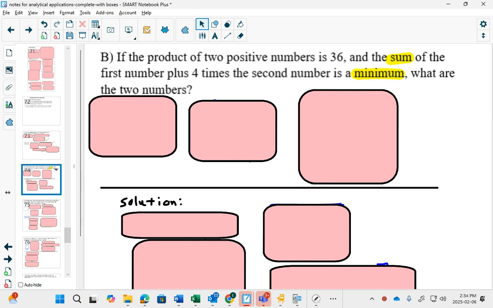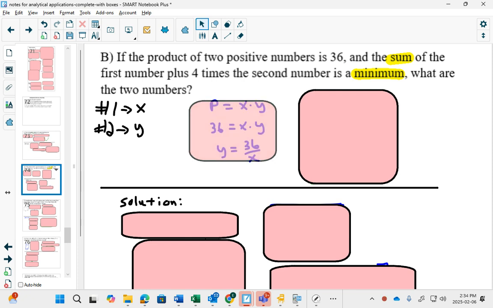I'll break down what I have so far. I have one number, I'll call it x. Another number, I'll call it y. I know that the two numbers, x times y, is equal to 36.